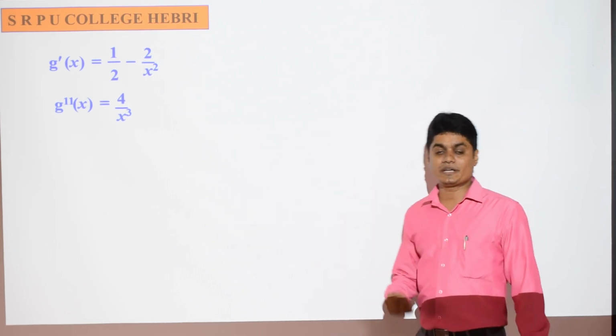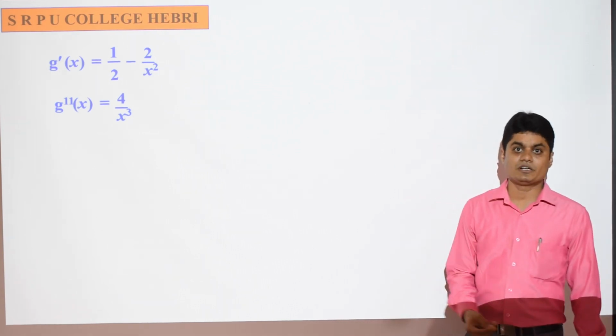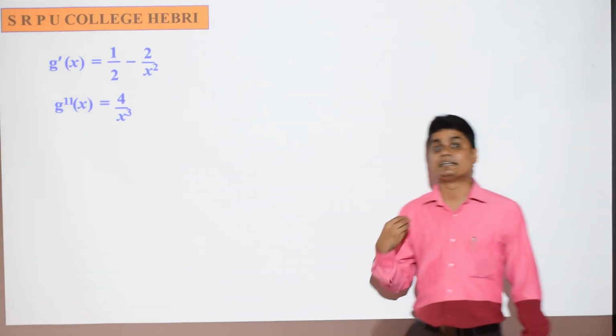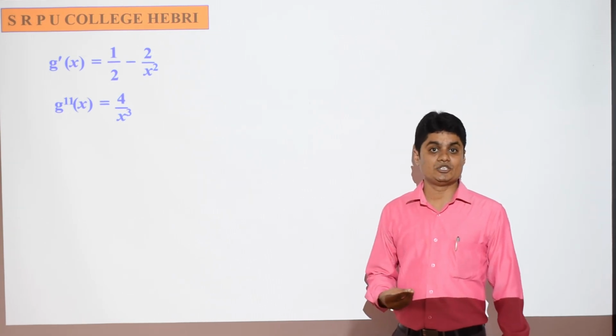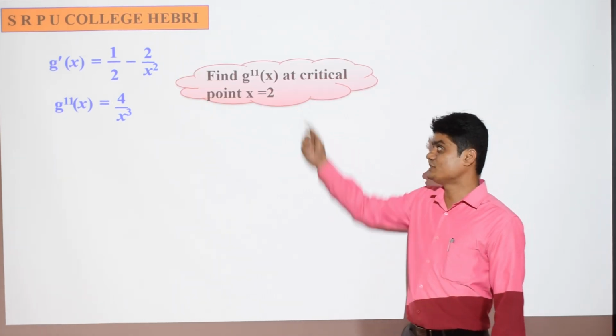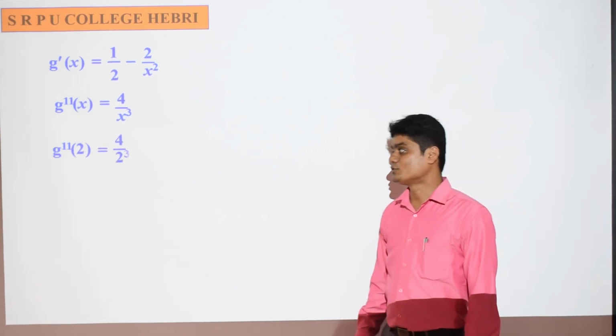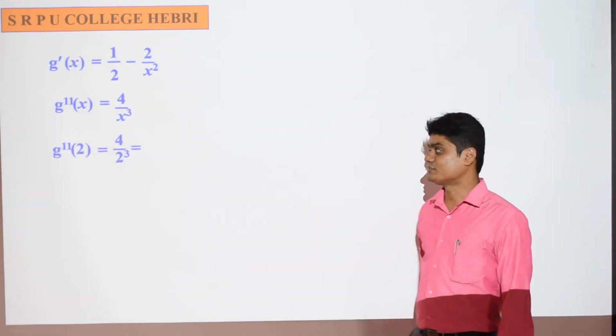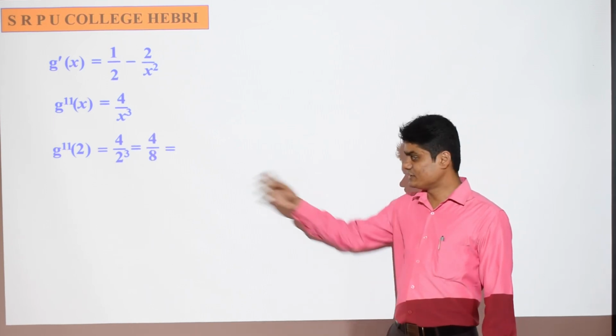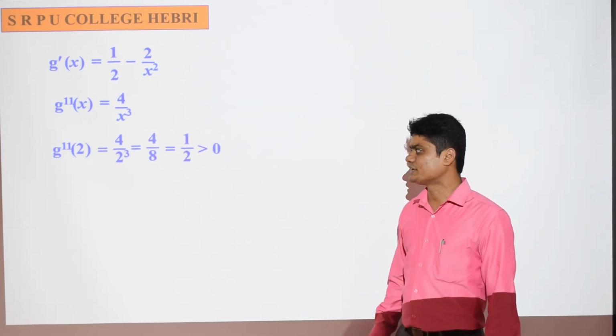Once you get the second order derivative of the function, then what should we do? We should substitute the critical value. What is the critical value? The critical value is x is equal to 2. So substitute: g double dash of 2 is equal to 4 by 2 cube, which is 8. Definitely this will be positive. You can directly write greater than 0.